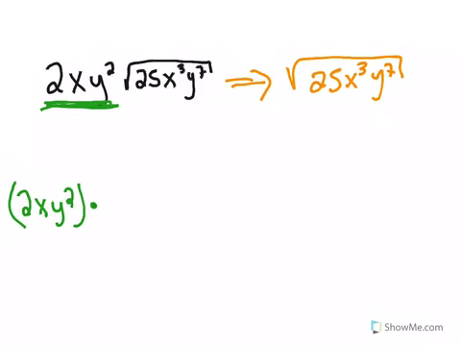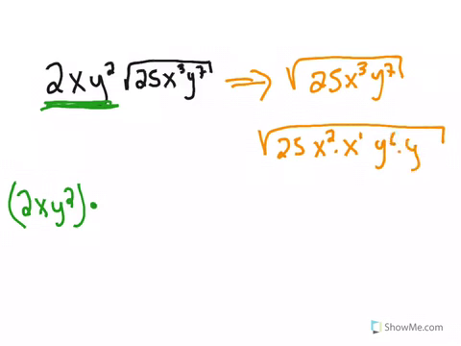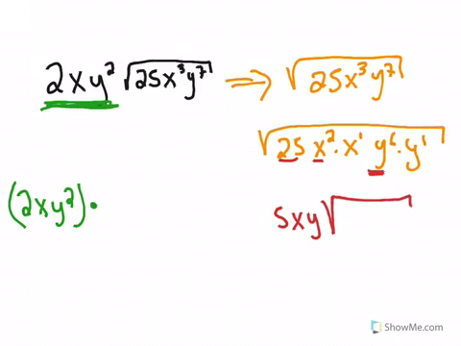So I'm going to have my big square root. I know that 25 is perfect, so I leave that. I split x squared times 1x gives me x cubed. And then I have y to the 6 times 1y gives me y7. And this is perfect, and this is perfect. The rest will stay inside. So the square root of 25 is 5. Square root of x squared is x. Square root of y6 is y. My square root remainders are x to the 1 and y to the 1.